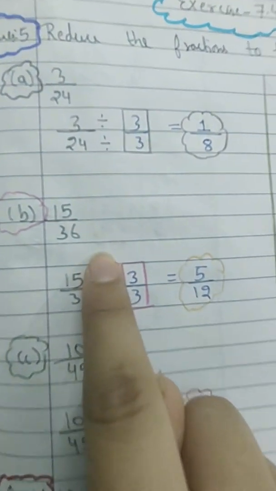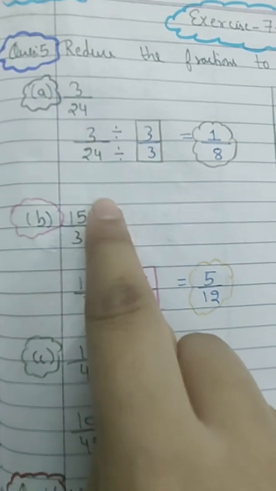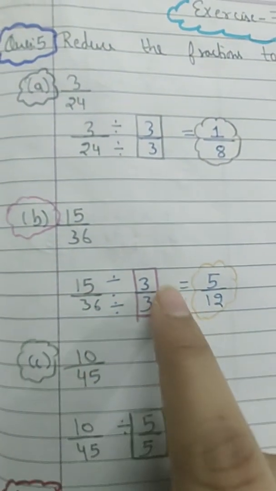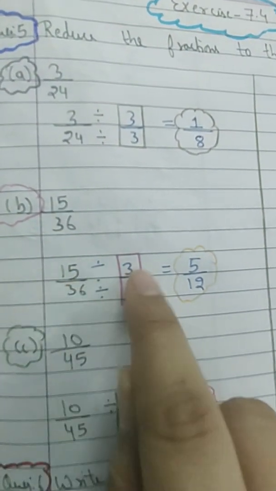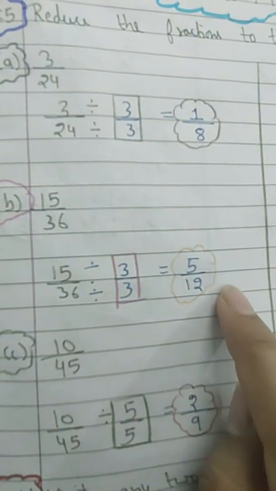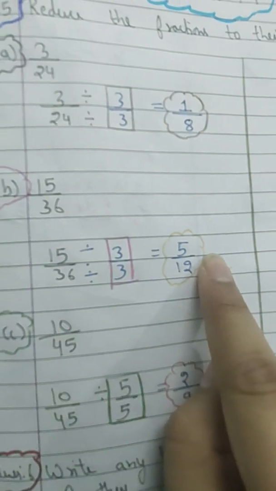15 and 36 again. 15 and 36 come in the table of 3. 15 comes in the table of 3 at 5. 36 comes in the table of 3 at 12. So 5 and 12 do not come in the same table. So this is your lowest term.